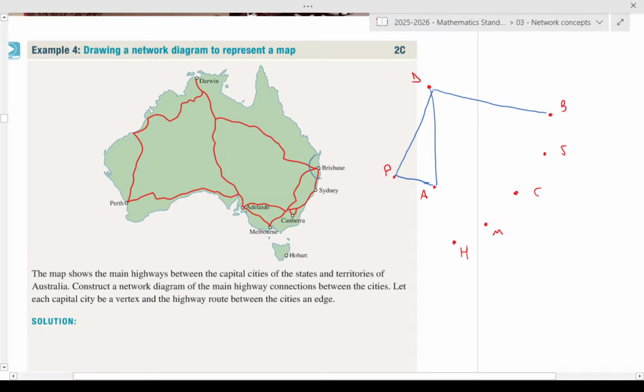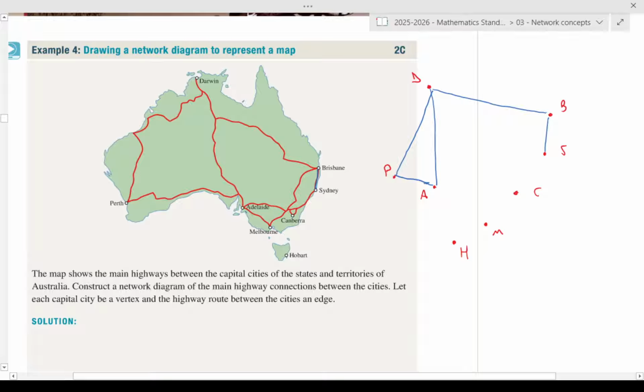You can see I've got a degree of 3 there. Oh, and Darwin, you can actually see it's got a degree of 3. 1, 2, 3. They're just not all in the one spot. Brisbane, I have a degree of 3. So I've got 1 going to Darwin, already done. I have 1 going to Sydney, done.